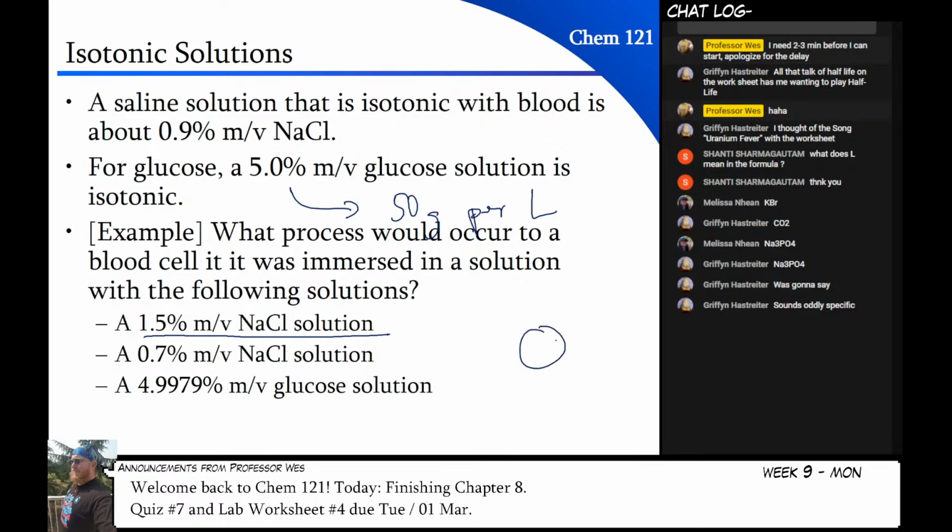So here's my blood cell. 1.5 is too concentrated because isotonic would be 0.9. So inside would be 0.9%. Out here is 1.5%. That's too concentrated. So water's going to move outside to try and lower that, because this number will go down as this number goes up when I reduce the volume inside and increase the volume outside. What process is this? Well, water is leaving the cell, so we call this crenation.